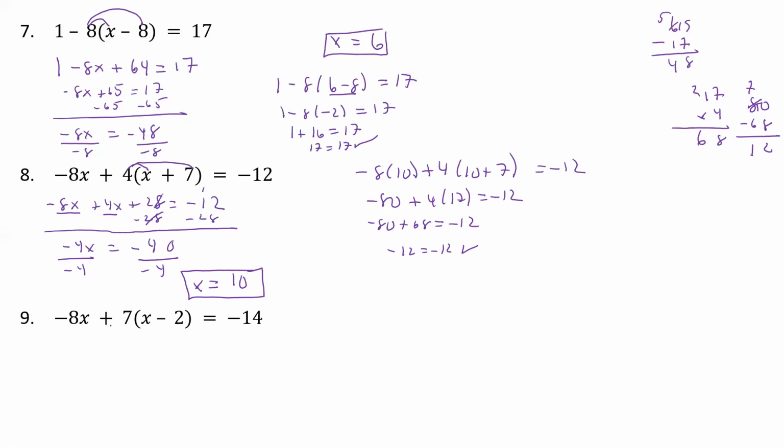All right, what about the next one here? Well, it's going to be very similar. We're just going to distribute here, and we still have our negative 8x here in front. Then we have plus 7x, and minus 14 equals minus 14. Well, we've got like terms here, so we can add those, and we need to get rid of the 14. So to get rid of it, we have to add 14 to both sides.